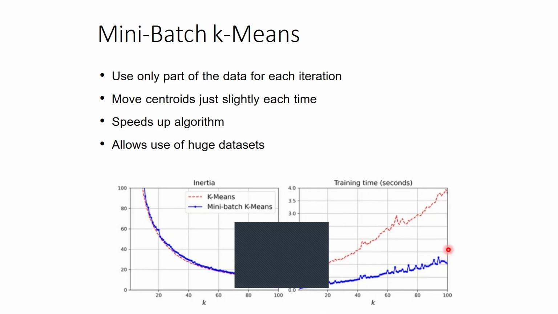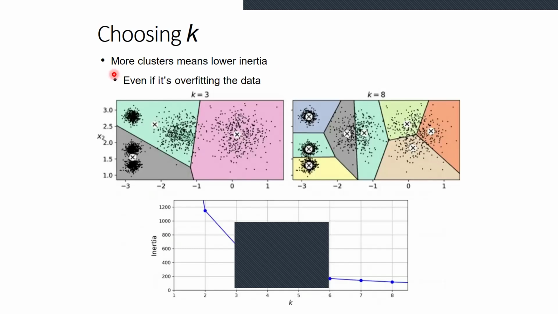So coming to the next one, we have to choose k. Here we are mentioning this: it moves the centroid slightly each time, and we have data for each iteration. So now we have to choose k.